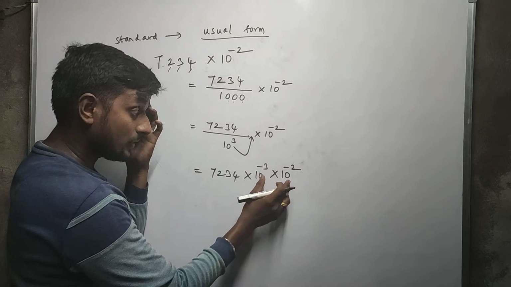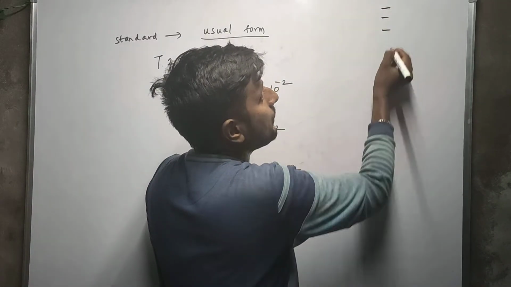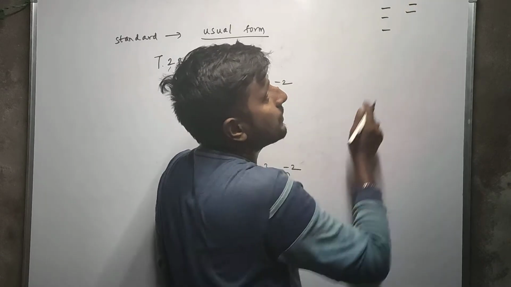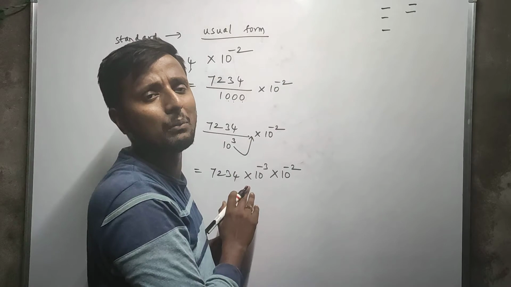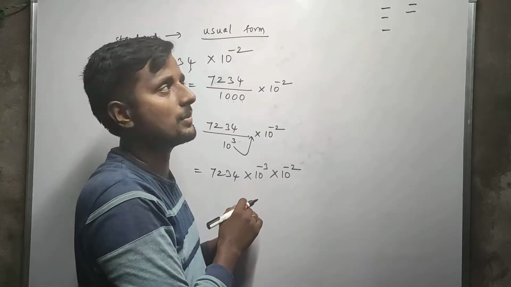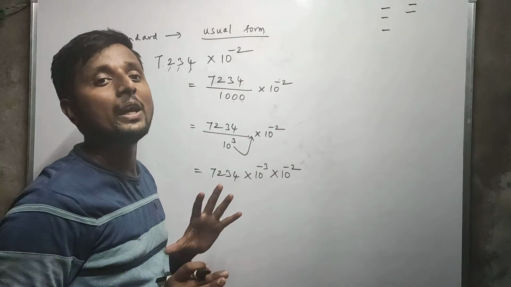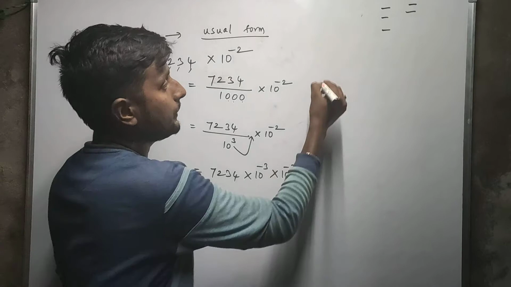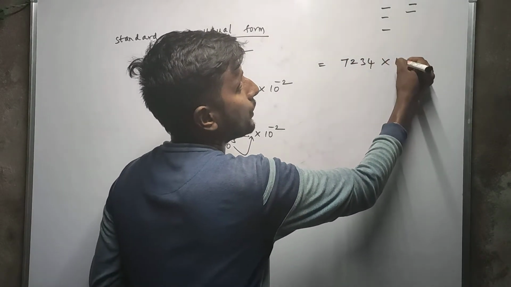Same base, different exponents. Minus we have 3 times and minus we have 2 times. Any cancellations? No, because all are the same category, minus. If there is a plus, the opposite category, then we make it cancel. So 1, 2, 3, 4, 5. Total we have 5 minus. So simply we write the answer: 7234 into 10 to the power minus 5.